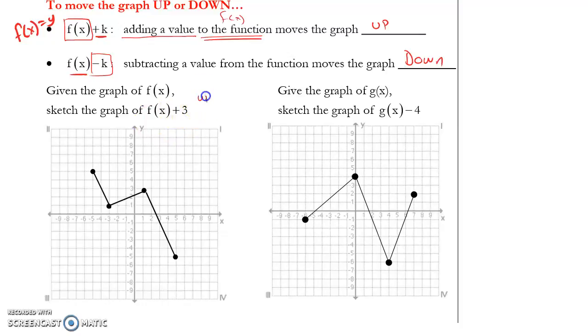So plus 3 would be up 3. 1, 2, 3. Connect our dots. My graph has shifted up 3 units. And then minus 4 is going to be down 4. 1, 2, 3, 4. Everything has just been shifted down 4 units.